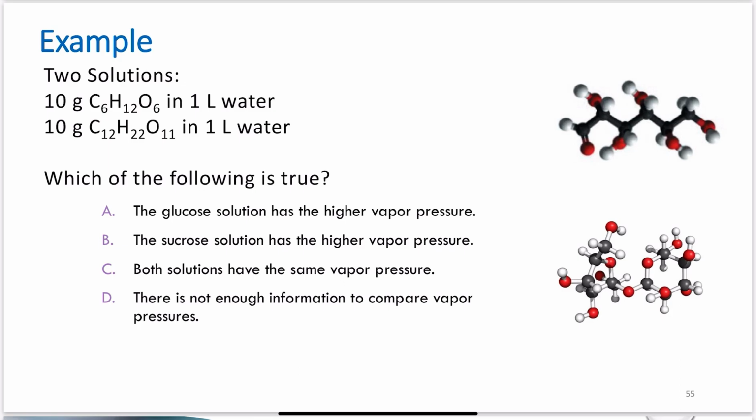I have 10 grams of each one. Okay, cool. They're both in 1 liter of water. So we're very comparative at this point. But these have different molar masses. Glucose and sucrose have different molar masses here. These have a different number of moles, which means that they have a different mole fraction, which means they're going to have a different vapor pressure.